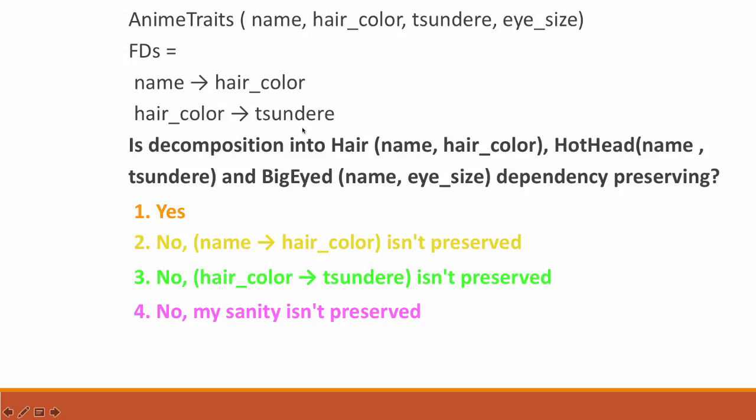Now, what about this hair color to tsundere status? Can I look here to determine that? No. Can I look in hothead to determine that? No. Can I look in big-eyed to determine that? No. If I joined hair and hothead together, then I could check it, but unfortunately, with the way that we have this decomposition, there's no way for me to check if hair color functionally determines tsundere status. So the correct answer here is no, hair color functionally determines tsundere is not preserved, and hence this is not a dependency preserving decomposition.